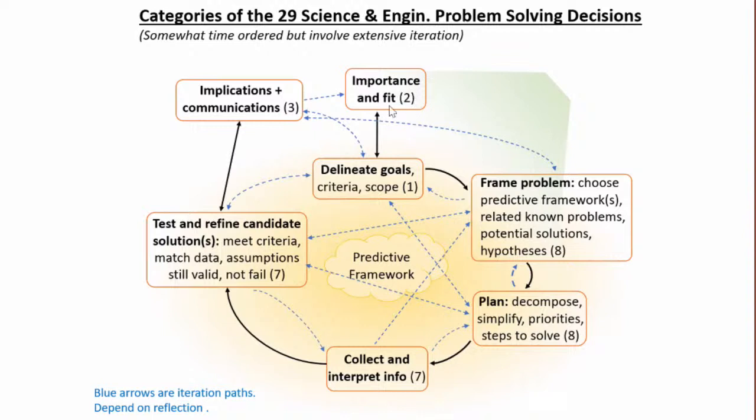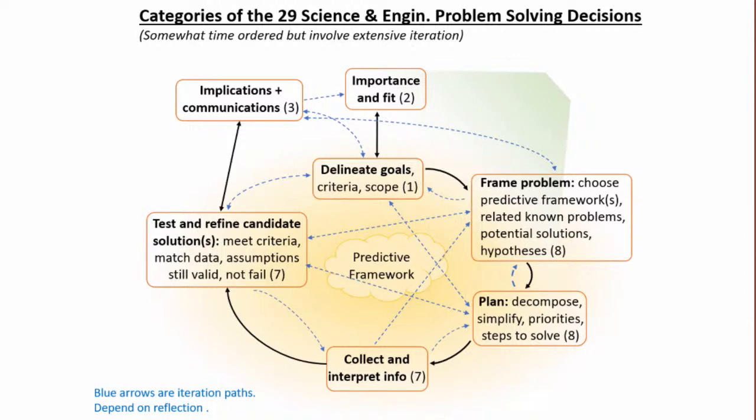So this is just showing you the general categories of decisions we've found. There's deciding on the importance of the problem and fit to the solver's expertise, deciding on the specific goals, framing the problem more specifically, and that goes into designing potential solutions, etc. Planning how one will go about solving the problem, setting priorities, etc. And then collecting and interpreting information, and then from that working your way to actually testing and refining candidate solutions, and then finally deciding on the implications and communications.